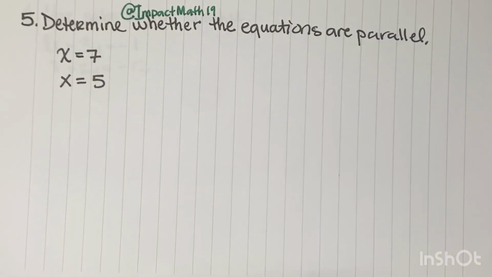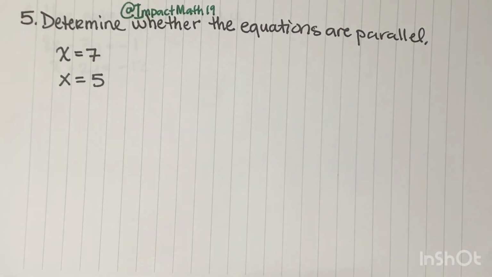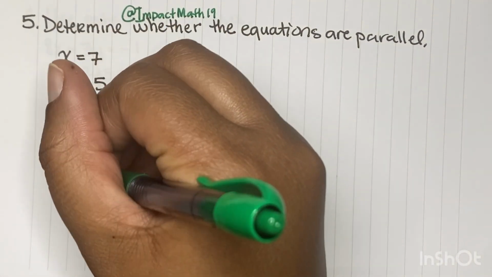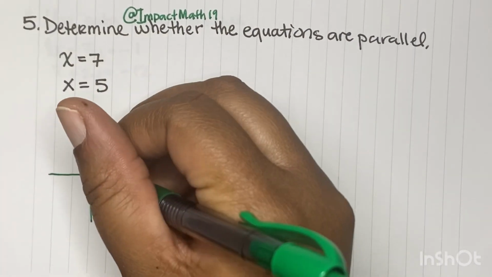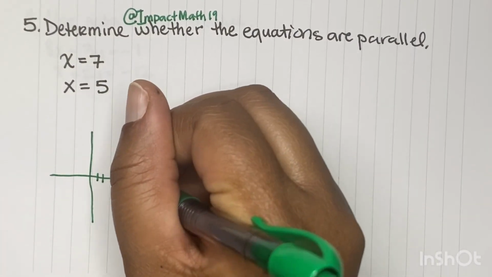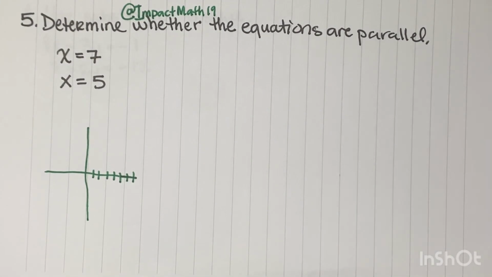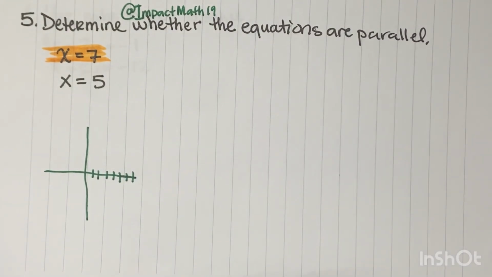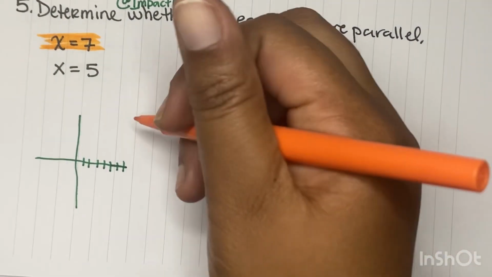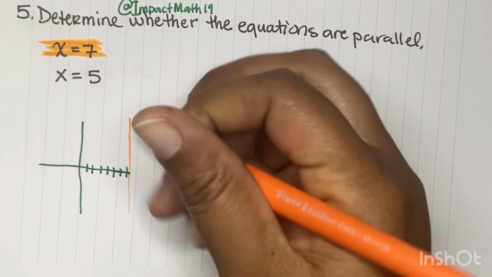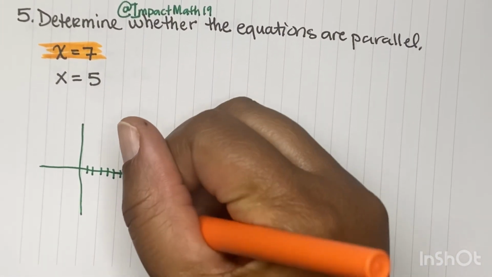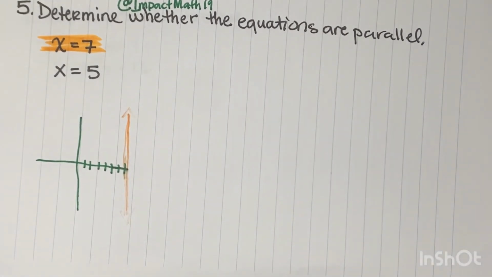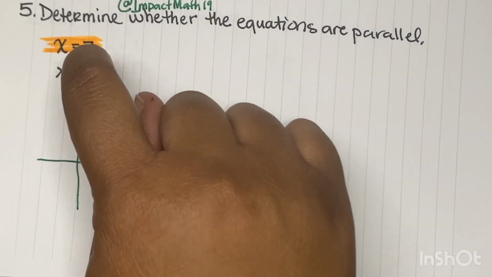All right, so our last problem, determine whether the equations are parallel. So here we're given x equals 7 and x equals 5. And if you think about this on a graph, right? 1, 2, 3, 4, 5, 6, 7. If I'm graphing this first one, x equals 7 would be a vertical line, okay? So we would have a vertical line going up and down, crossing at 7, hopefully, right? So that would be our line for this one.